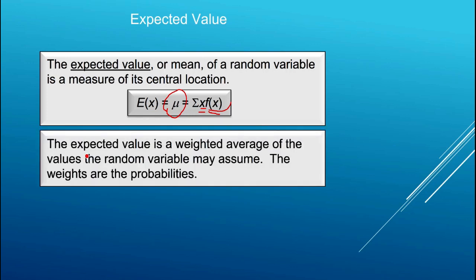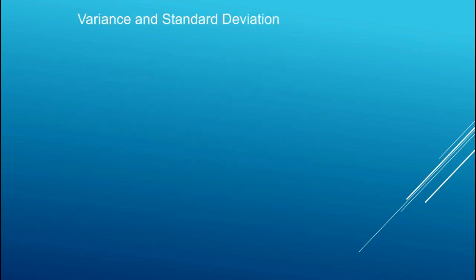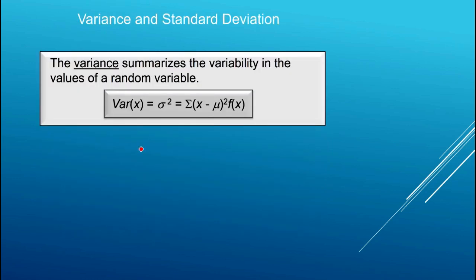The expected value then is a weighted average of the values that the random variable may assume, where the weights are the probabilities that we calculate using the discrete empirical probability distribution. We also have a similar formula for the variance. The variance summarizes the variability in the values of a random variable.